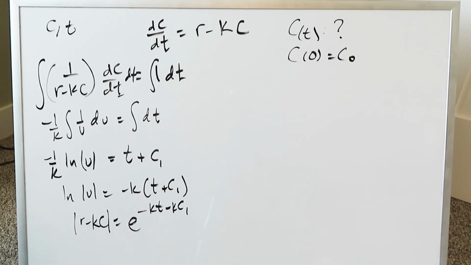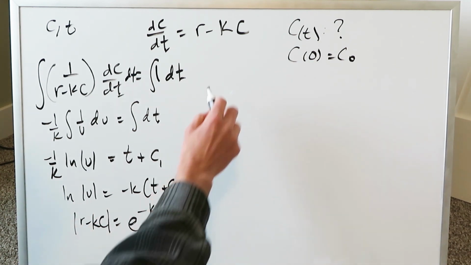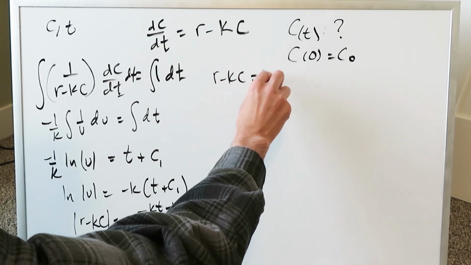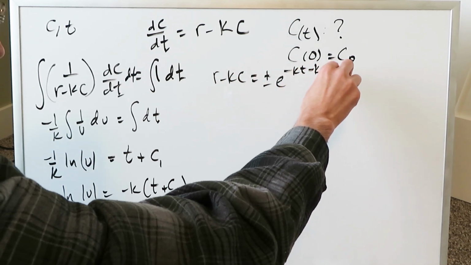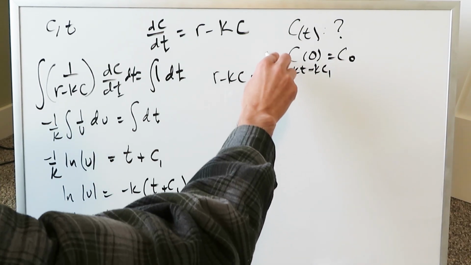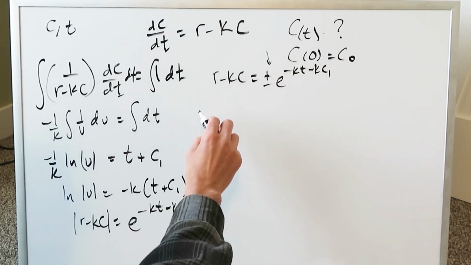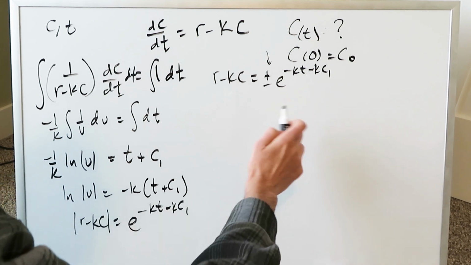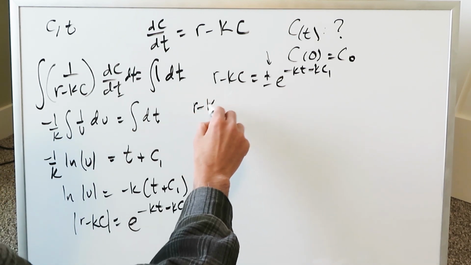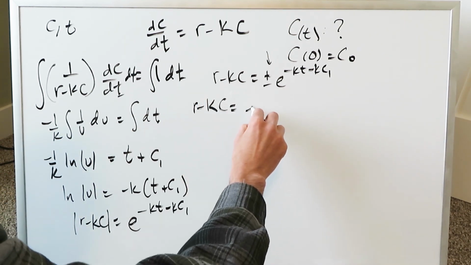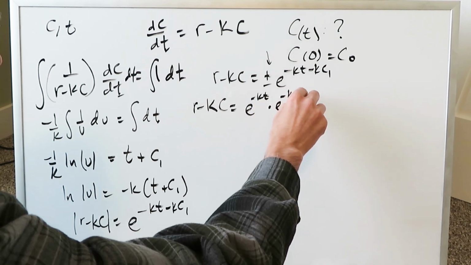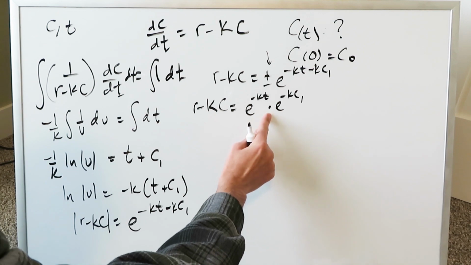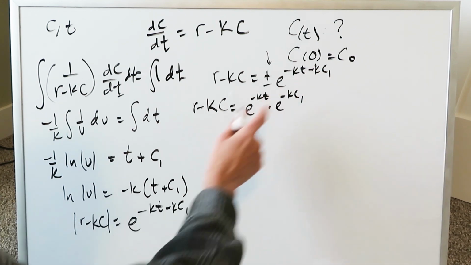There's nothing wrong with opening it up. Absolute value on the other side: r minus kC is equal to plus or minus e to the power of minus kt minus kC1. I'm only focusing here on the positive value. The negative value can go out. Bring in the laws of exponents and I'll show you exactly what I'm talking about. r minus kC is equal to e to the power of minus kt times e to the power of minus kC1. When you multiply these, the bases are the same, the exponents add, and you get that.